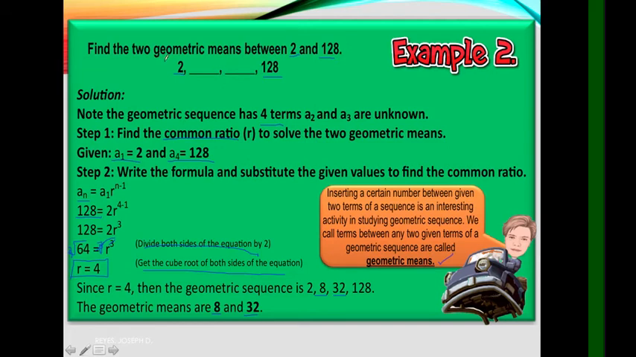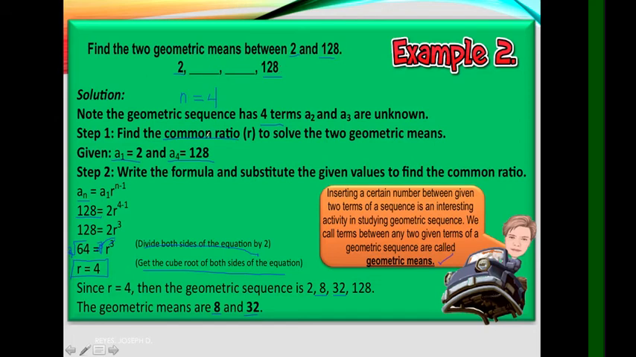Again, given the two geometric means, we looked for the second and third. It has a beginning, it has an end. So, first, let us count the number of terms. So, we have 1, 2, 3, and 4. So, our n is equal to 4. Because we do not know the second and third yet.